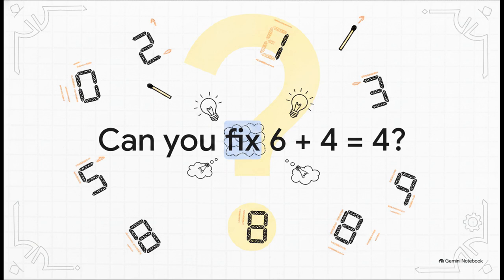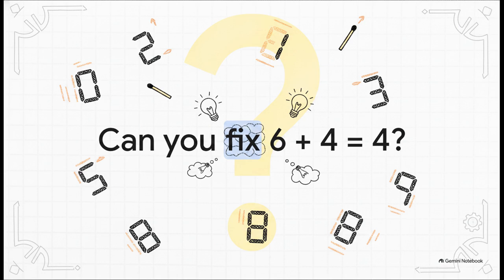So take a good look at this incorrect equation made of those classic 7-segment digital matchsticks. See if you can mentally solve it before we give away the answers. Stare at it for just a second. 6 plus 4 equals 4. Right, obviously the math there is entirely wrong.